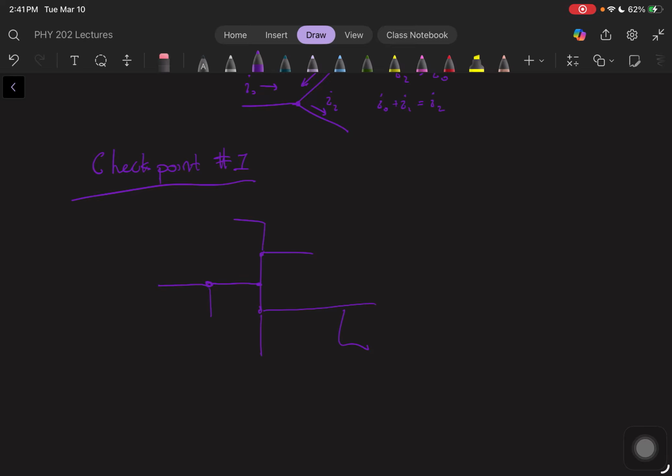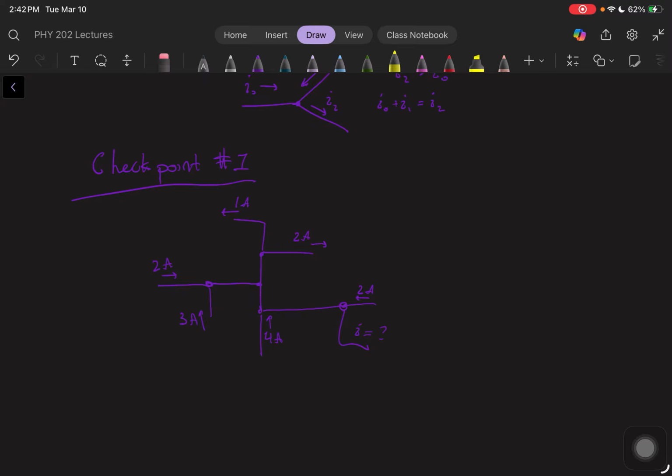We're given 2 amps going this way, 3 amps this way, 4 amps going up here, 2 amps flowing that way, 1 amp, 2 amps. And then we want to know what the current is down here. And I think that's all we're given.